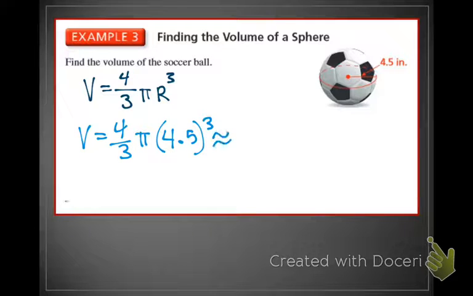You're going to get a larger answer. Here's why. 4/3 is greater than 1. Pi is 3.14. And then 4.5 cubed. It's going to be big.